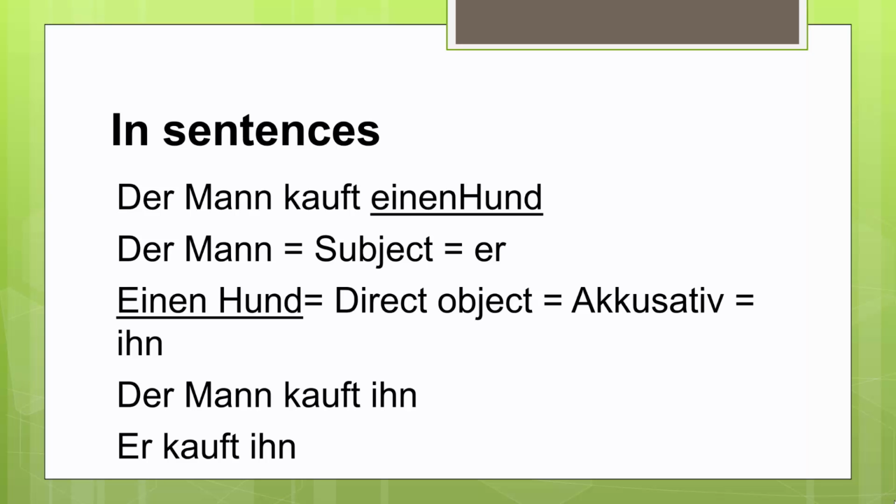And remember, in German, dog is masculine singular. It is not an inanimate object. It's not replaced with it. It is ihn. So the sentence could be written as der Mann kauft ihn, or even further reduced to er kauft ihn.